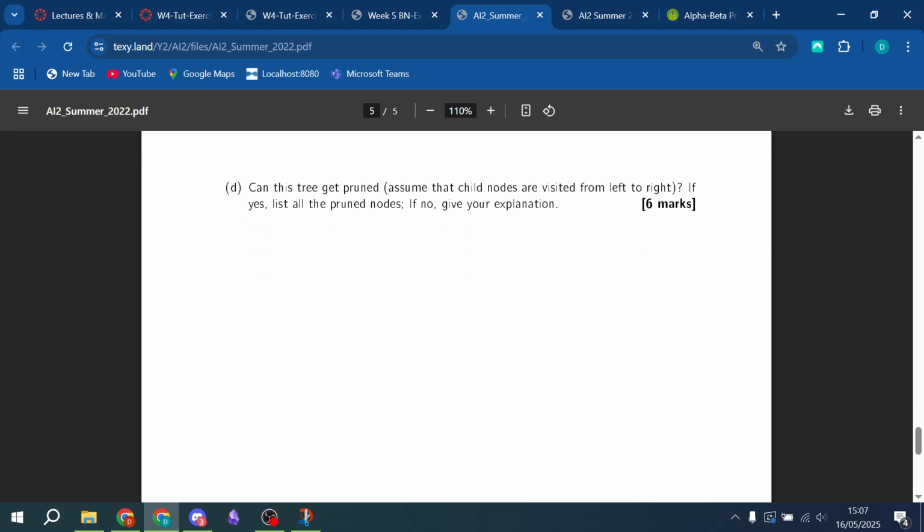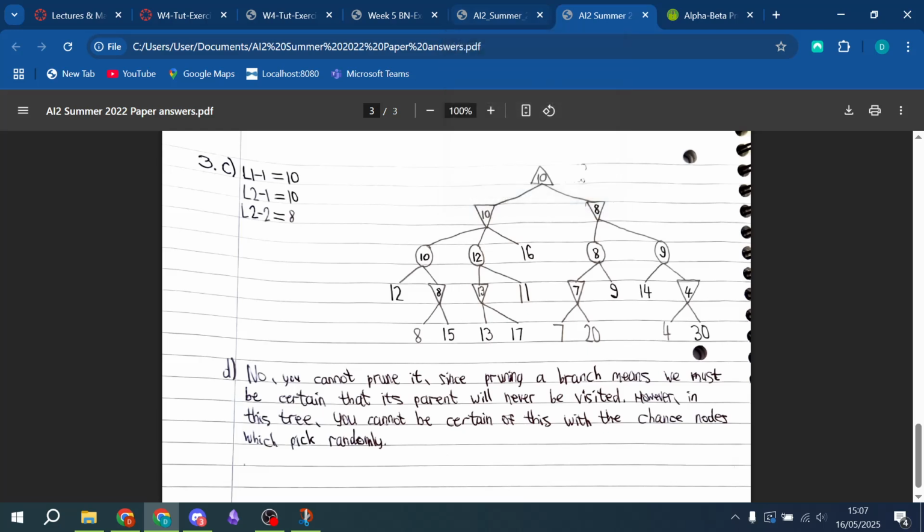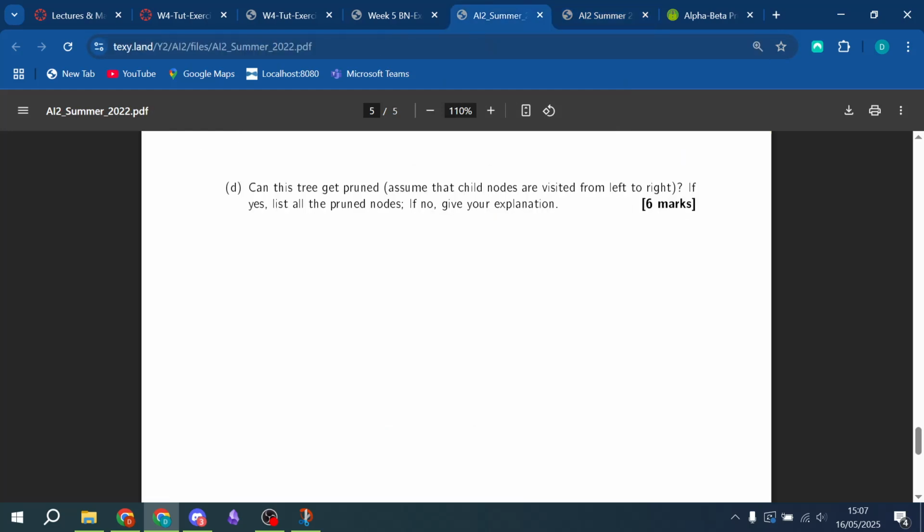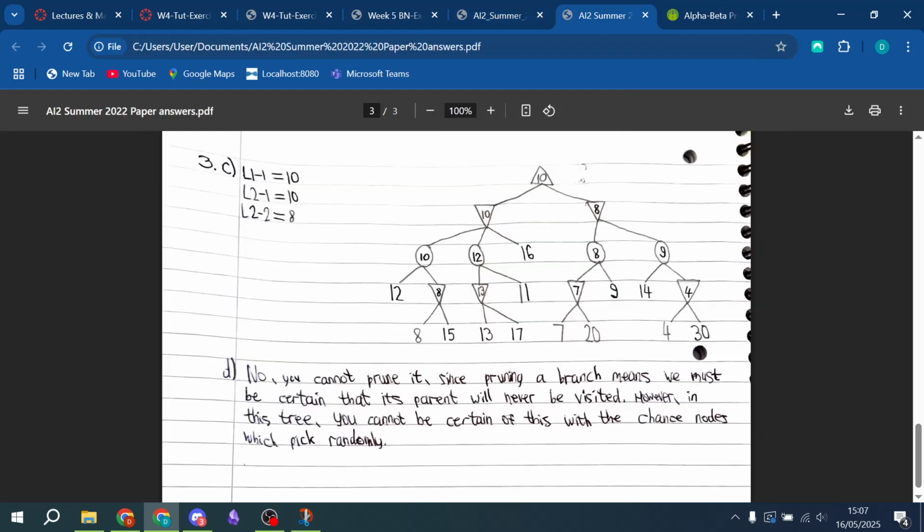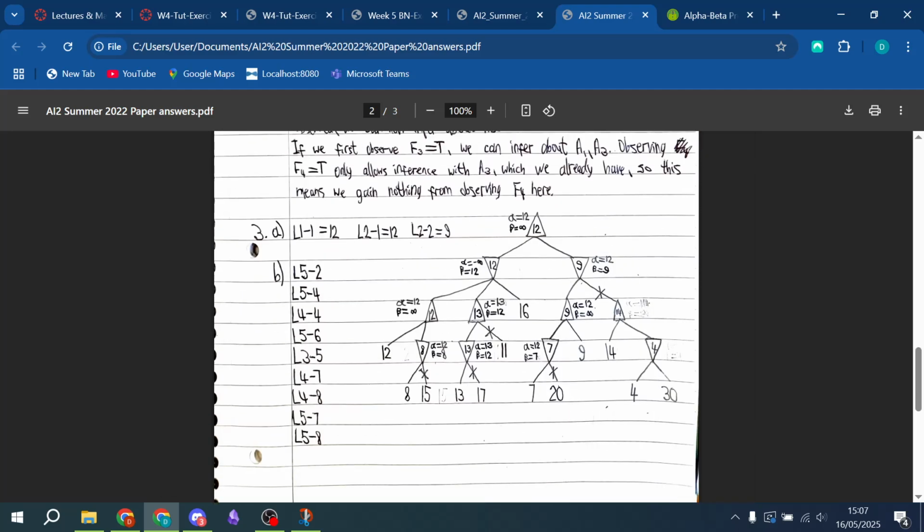And then for this one, which we also don't have to know because it's to do with the chance nodes again, I said that you couldn't prune it because to prune a branch you have to be absolutely sure that its parent won't be visited. Like with this one here, once we know that this is 9, we know that this is always going to be 9 or less. So Max will never visit this. So that means we can prune this.